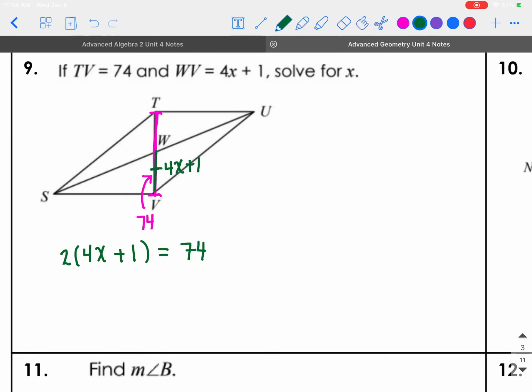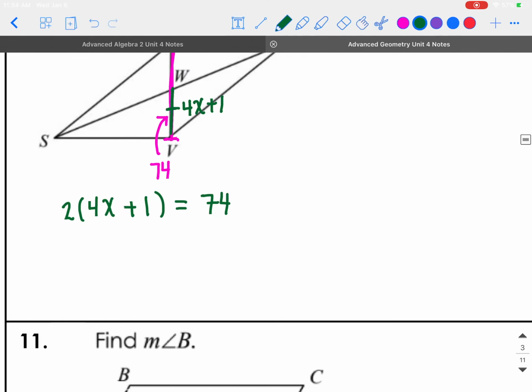You could have in your head or to the side divided 74 by 2 and got 37, and then you could have set 4x plus 1 equal to 37. That would have worked too. So if I do it this way, let's distribute the 2 to get 8x plus 2 equals 74. Subtract 2 from both sides, we get 8x equals 72. Divide by 8, we get x equals 9.